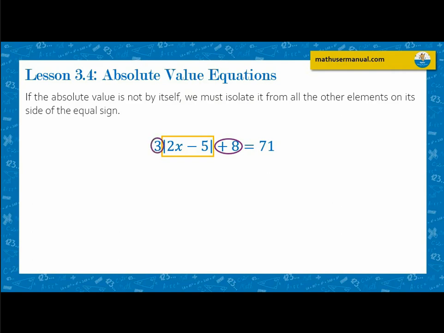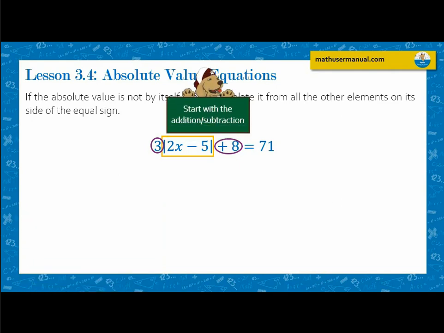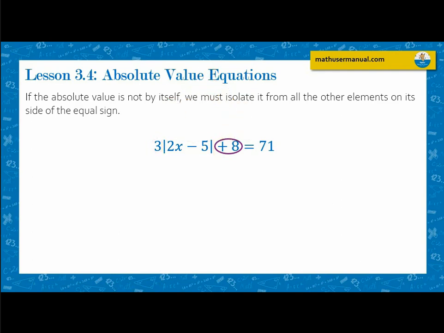So we need to solve them the same way we've been solving two-step linear equations, as we learned in lesson 3.2. So we start with the addition and subtraction. That means we start with a positive 8, and the inverse operation of a positive 8 is a negative 8. So we can cancel the 8s. But if we subtract 8 on the left side, we also have to do it on the right side. And now we perform the operation 71 minus 8, which is equal to 63.